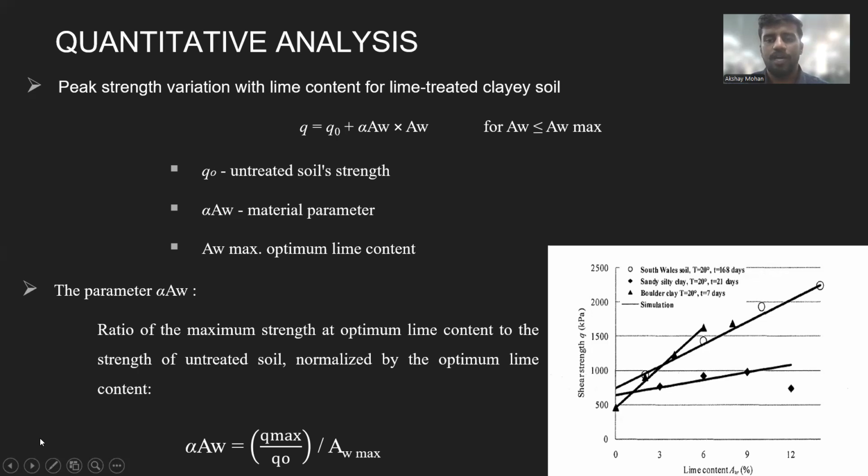This is a quantitative analysis: the peak strength variation with lime content for lime-treated clay soil. Here, we get Q equals Q0 plus alpha AW into AW. This is from the research paper by Martin Liu, in which Q0 is the untreated soil strength, alpha AW is a material parameter, and AW max is the optimum lime content. The parameter alpha AW is a ratio of the maximum strength at optimum lime content to the strength of untreated soil, normalized by the optimum lime content.